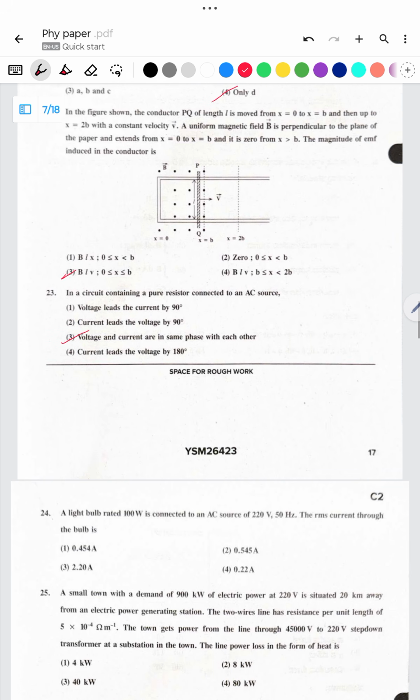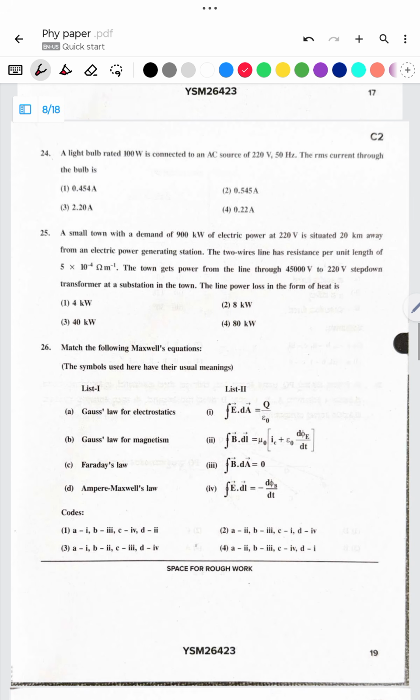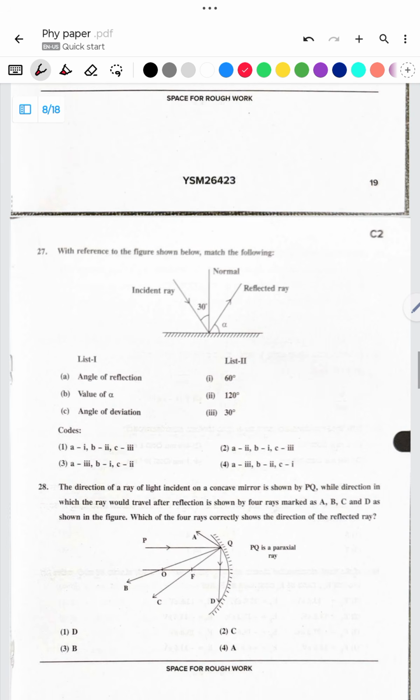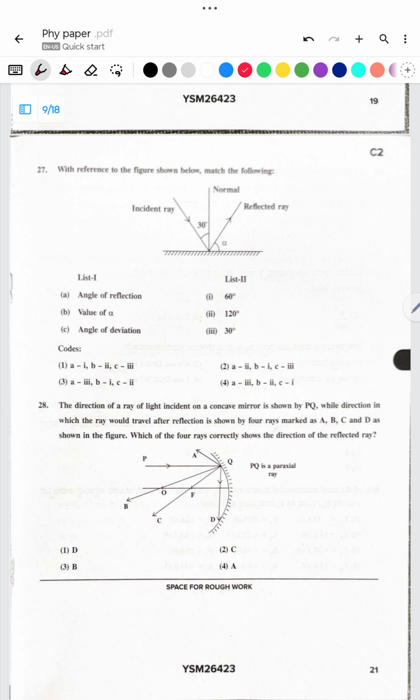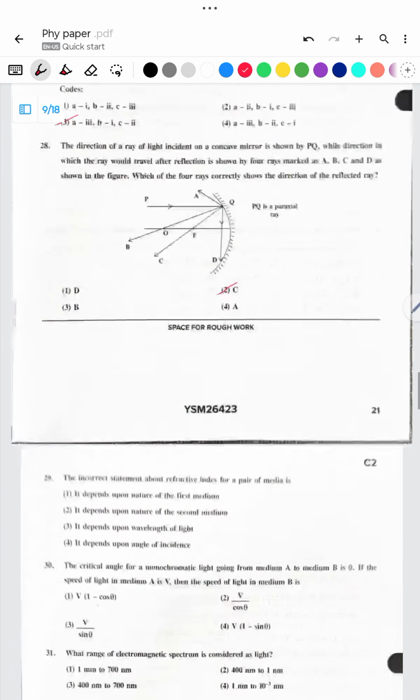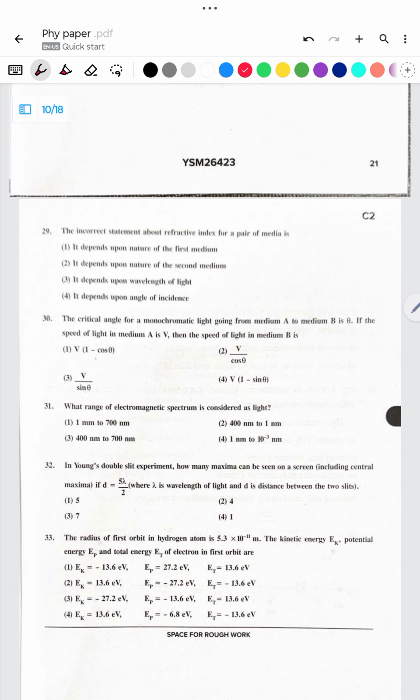I hope you are keeping up with the pace. For next one, 24th, option is 1. For 25, option is 2. For 26, option is 1. Next, 27. For 27, option is 3. For 28, option is 2. For 29, option is 4. For 30, option is 3.